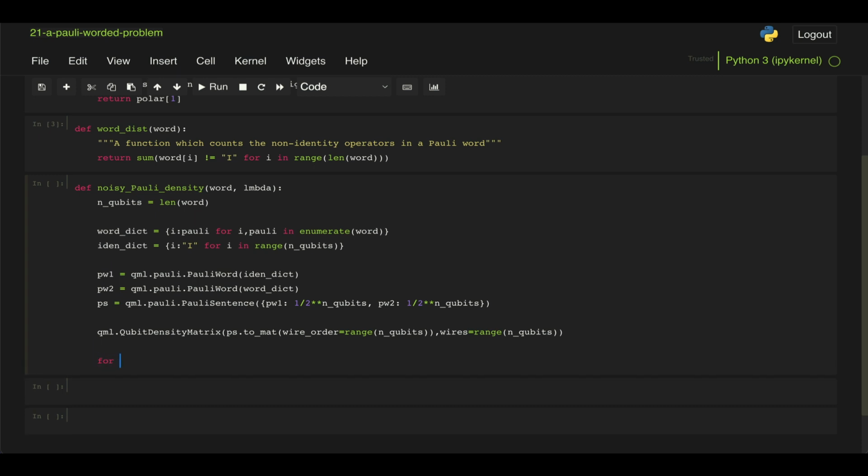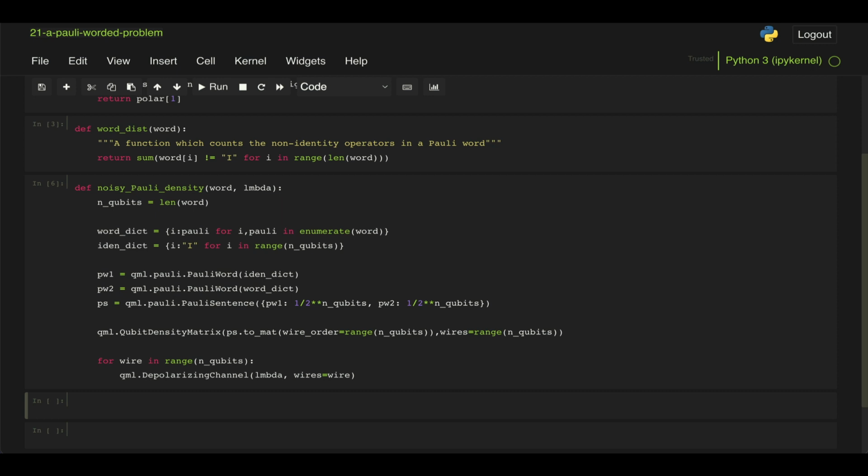So to add the noise, we just do a for loop for the number of qubits we have using the depolarizing channel function that takes the probability lambda and then the qubit. So we're applying it to each of the qubits in our system. Okay, so that created our noisy density matrix for a Pauli string.